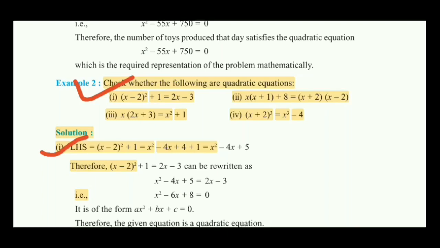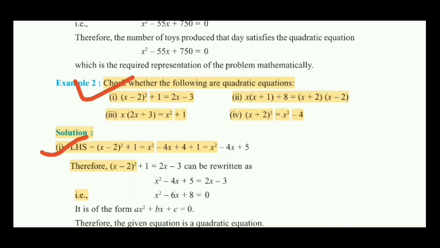See the first part of our example 2, and before starting this example we should know what the question is. Now I am going to read the question. Check whether the following are quadratic equations. And the first part is x minus 2 whole square plus 1 is equal to 2x minus 3. How will we solve it?